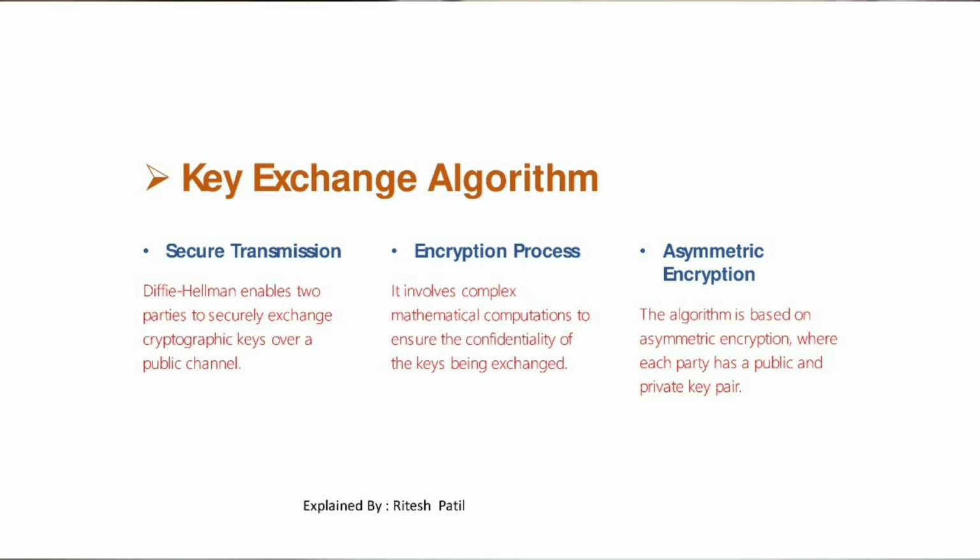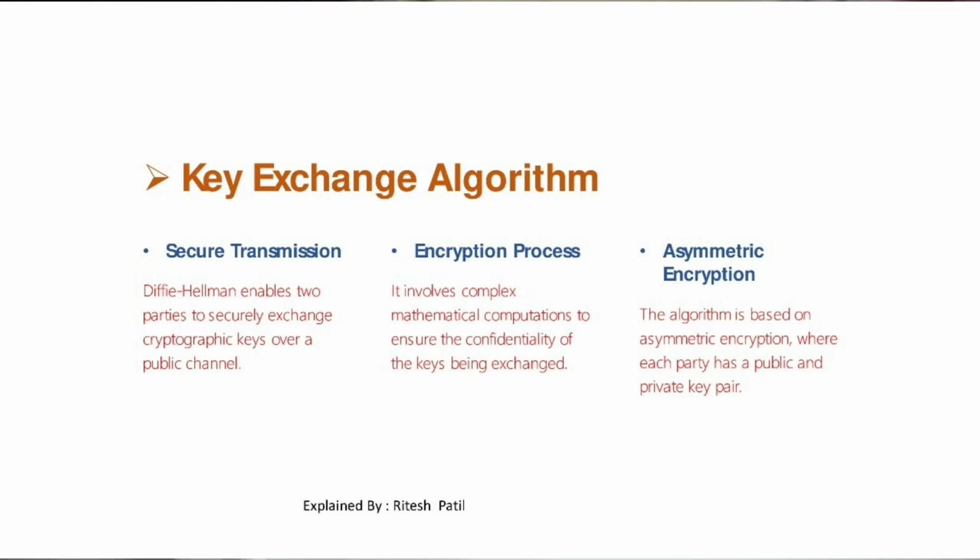The second one is the encryption process. Encryption is the process of transforming data into an unreadable format using a secret key. Decryption, the reverse process, requires the same key.